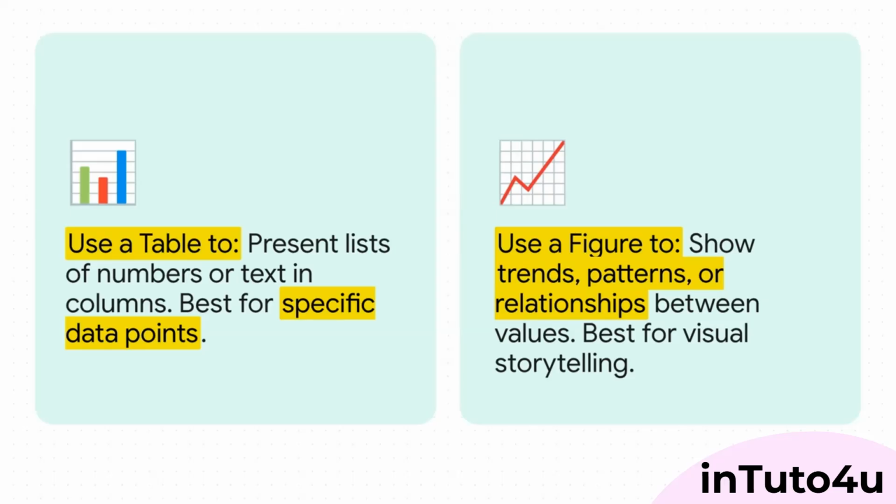Now, a huge part of a good results section is choosing the right way to show your data. So, table or figure. This trips a lot of people up, but it's pretty simple. Use a table when you need to show a list of exact numbers. But if you want to show a trend or a pattern or a relationship, if you want to tell a visual story, a figure is always the way to go.